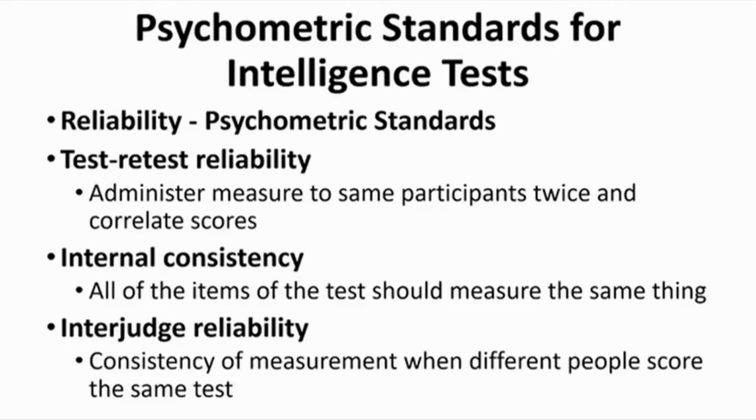And this is basically looking at items within the test itself. So if you have an IQ test, then all of the different items that are measuring a certain category of IQ should all agree with one another. So here we have it said as all of the items of the test should measure the same thing. So if you have items that are meant to be measuring your verbal ability in terms of IQ, then all of the verbal type questions should be giving you about the same answer. They should all be relatively correlated with each other.